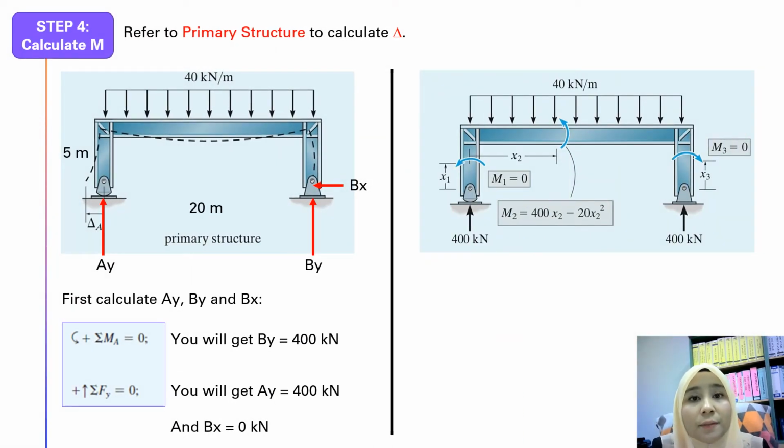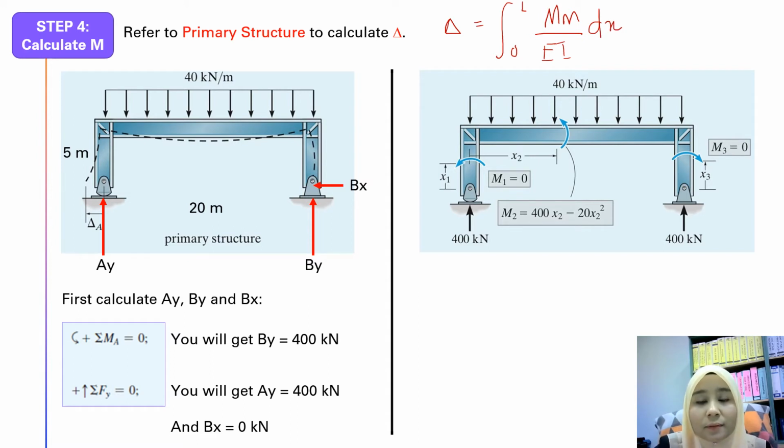Okay, to use the method of virtual work, you remember the formula: delta is equal to the integration from 0 to L of capital M, small m, divided by EI, dx. For those who forgot about virtual work, you can refer back to your textbook, and then you can see how to calculate the delta by using this formula.